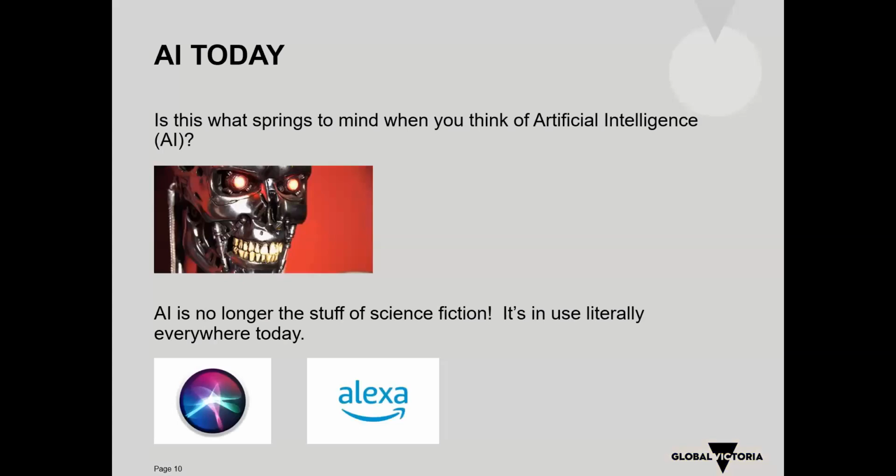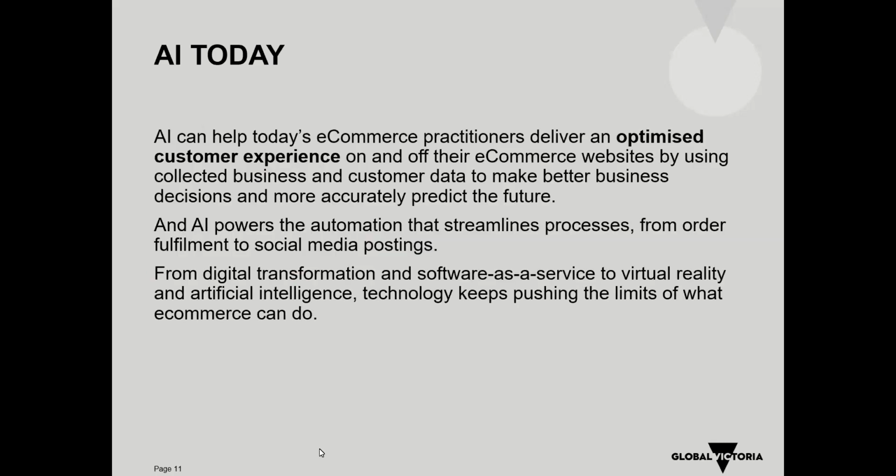So let's start by looking at AI in e-commerce, shall we? When you see the image on your screen there of the Terminator of old, is that what springs to mind when you think of artificial intelligence? Well, a lot of people still think that AI is the realm of science fiction, but the reality is it is in use literally everywhere today, including the symbol that, if you have an iPhone, you will immediately recognize as your virtual assistant, and also, of course, Alexa. So if you have used either of those two or any of the other virtual assistants, you are using AI. Same thing applies to Google Maps when they make suggestions of things in your immediate vicinity, etc.